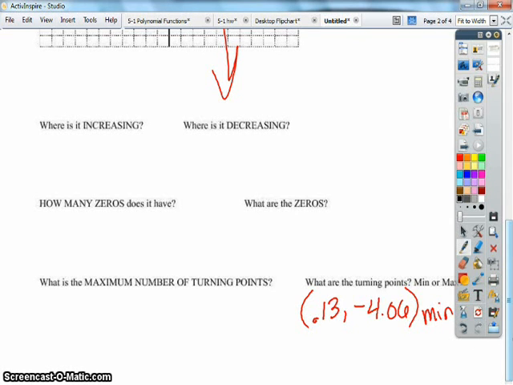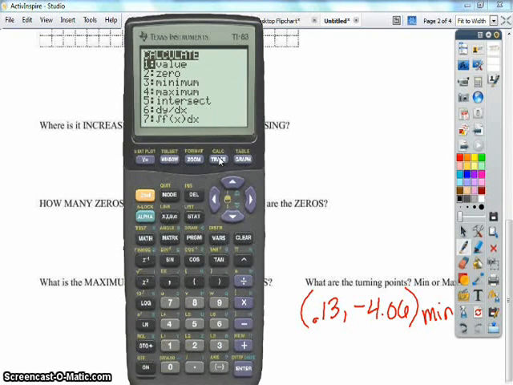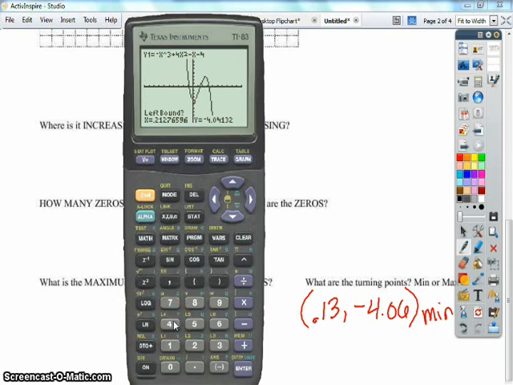Now we'll find the max. I promise I'm doing it backwards for a reason. It will help us with the other parts. Finding the max is very similar, except when you do second trace, this time you pick number 4. If I put my cursor on the max, I just need to make sure that the cursor is blinking on the left.